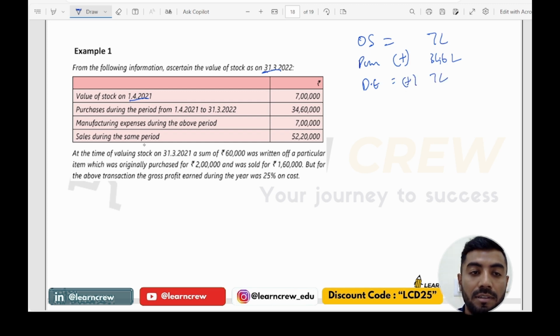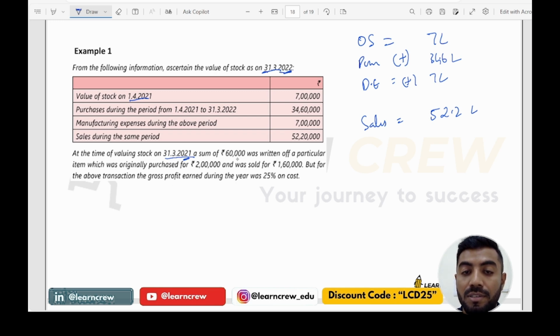That is 7 lakhs. Then sales during the same period. Sales we have made, sales we have to minus. That is 52.2 lakhs. But there is some adjustment here. We'll see what that adjustment is. At the time of valuing stock on 31/3/22, a sum of 60,000 was written off. At the year end, at the last year end, we valued stock as on 22. It is given as on 21.